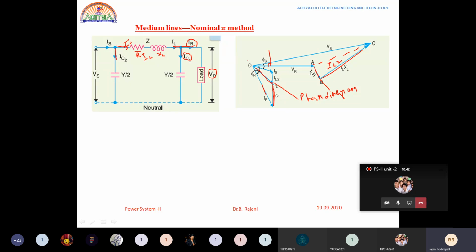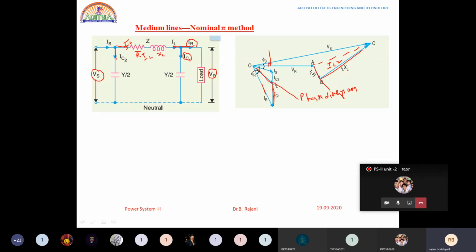This part is over. Up to here it is over. Now coming to this part. What is the sending end? Sending end, this one, sending end voltage. Now see here, this is the sending end voltage. How to find the sending end voltage?